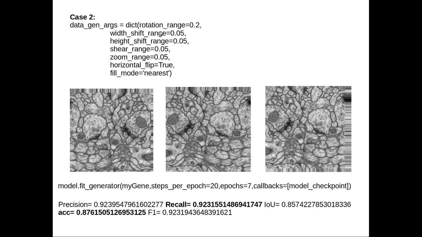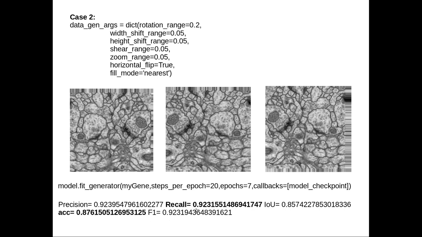Now let's look at another case where I kept the rotation range somewhat lesser. The previous one was 0.3, and now I'm keeping all the other ranges pretty small. I'm not allowing very high fringing, very minimal. And again, these are the different augmentations being produced. In this case, steps per epoch is 20 again, and the number of epochs is 7, because after 7, I saw that the loss was not improving anymore. In this case, I was able to get a recall of 92% and accuracy of 87%.